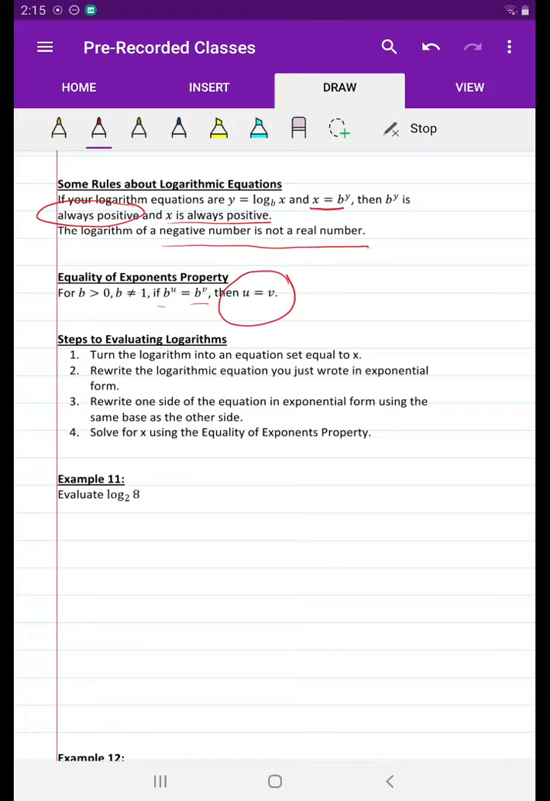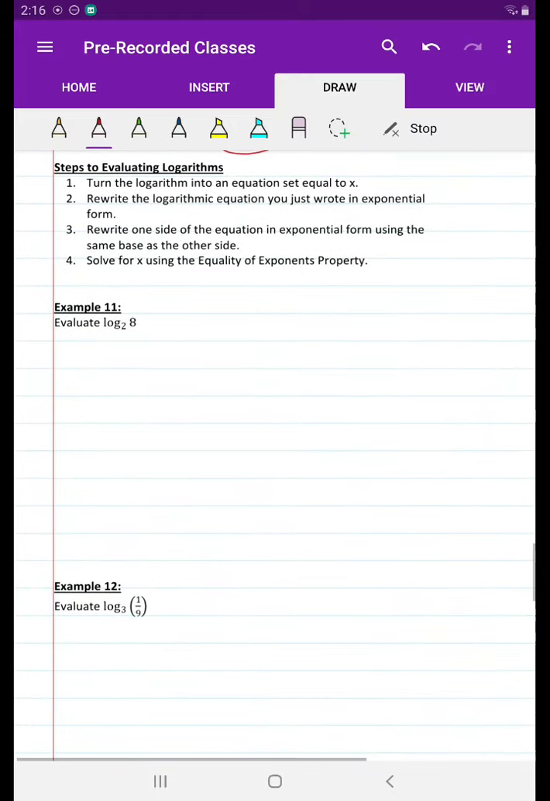So a few steps to evaluating logarithms. What you can do is start off by taking the whole logarithm and setting it equal to x, and then rewriting it in exponential form. Sometimes by doing it that way, it helps you to see what piece you're missing and what the whole thing equals, right? And then you can just solve for x using the equality of exponents property. So my first example, example 11, I have log base 2 of 8, and I have to evaluate that.